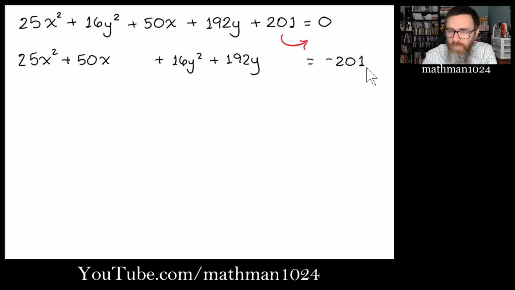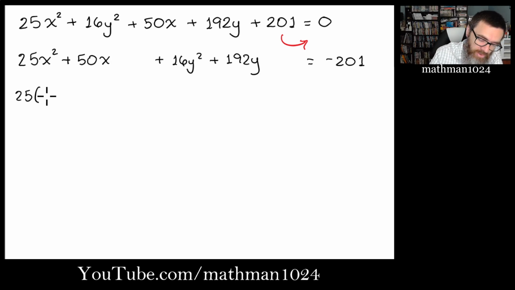Now, normally when we were completing the square and we had circles, we would have just 1x squared and 1y squared. So since we don't have that, we're going to have to do some factoring first. So let's factor out the 25 here, so we have just 1x squared. And also factor that out of the x term here, so we have 2x.